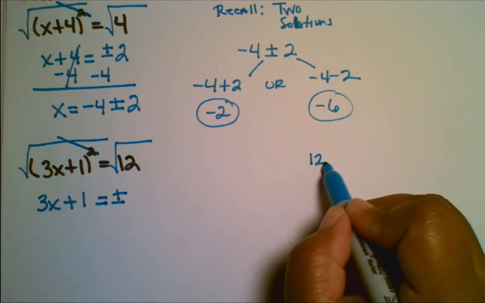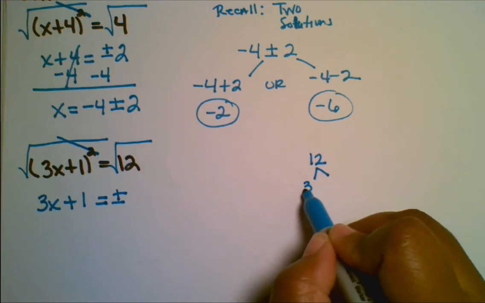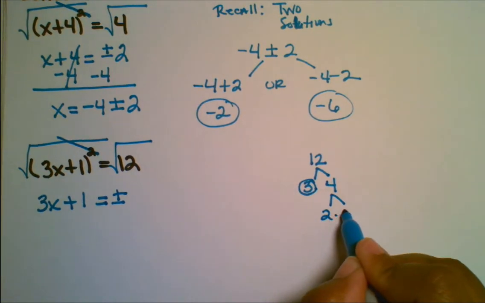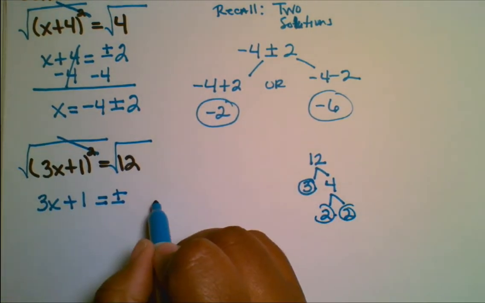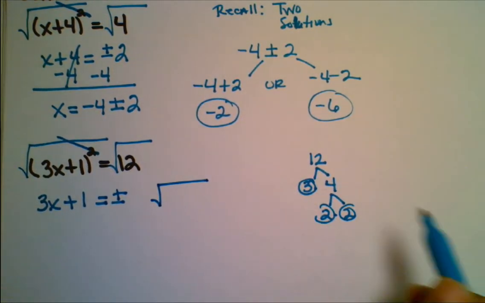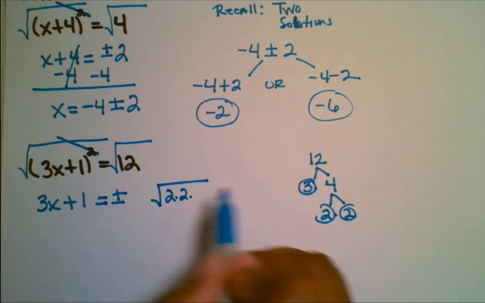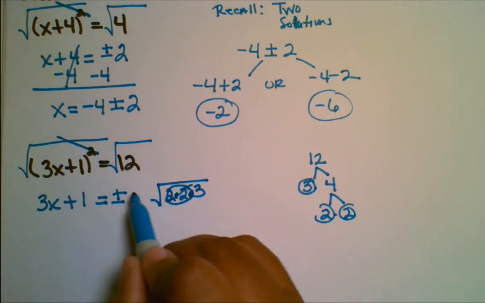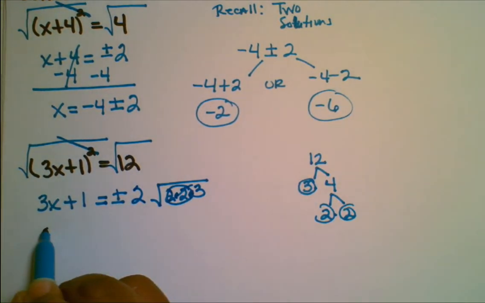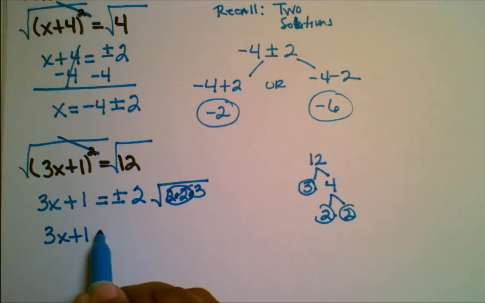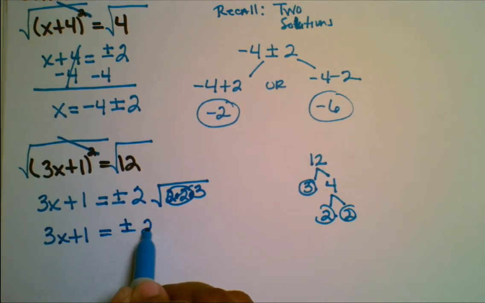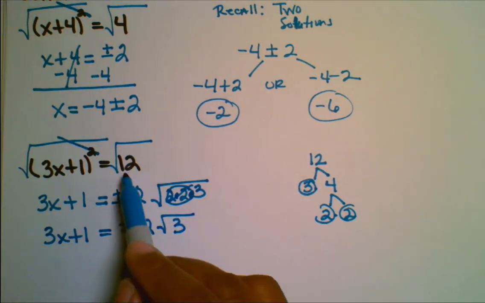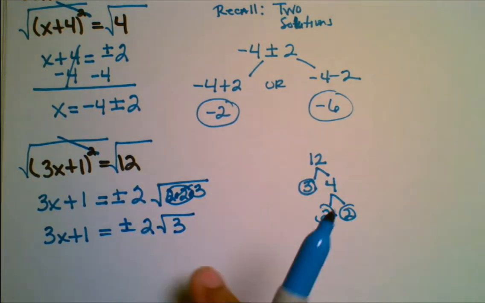Well, yes. Let's break down 12. We have 3 times 4. 3 is prime. Break down 4: 2 and 2. So you're saying the square root of 2 times 2 times 3. Circle your 2's. We're going to bring that out. So here now we have 3x plus 1 is equal to plus or minus 2 square root of 3. Now all we've done so far is simplify the square root of 12.